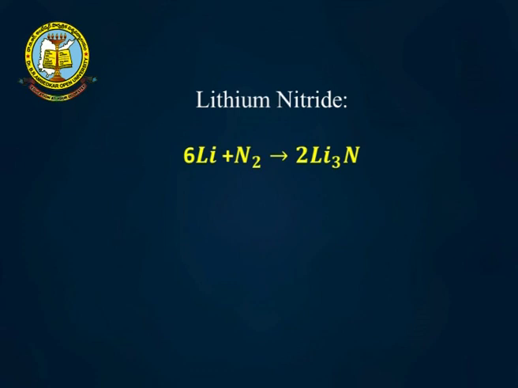Next, lithium nitride. When lithium is treated with nitrogen gas, it forms lithium nitride. 6 moles of lithium react with nitrogen gas to form 2 moles of lithium nitride, 2Li3N.